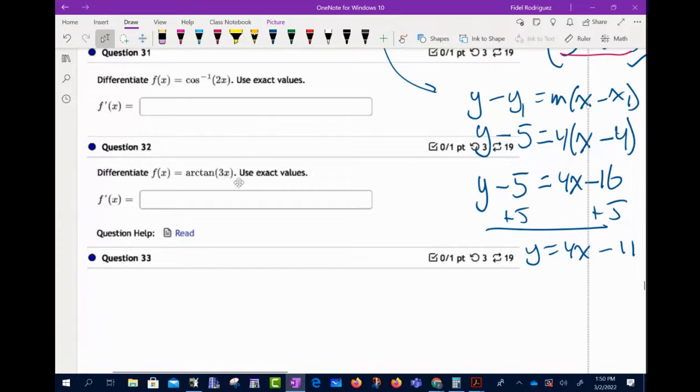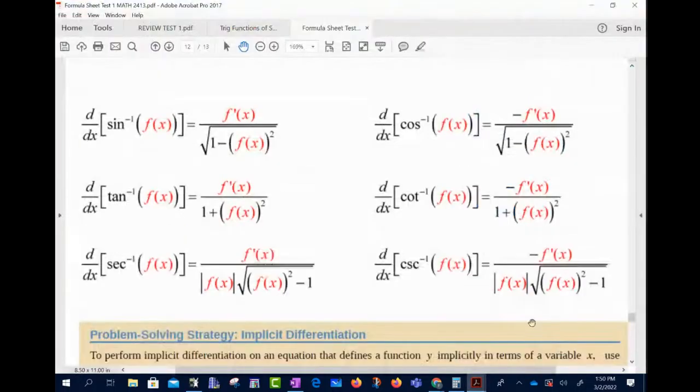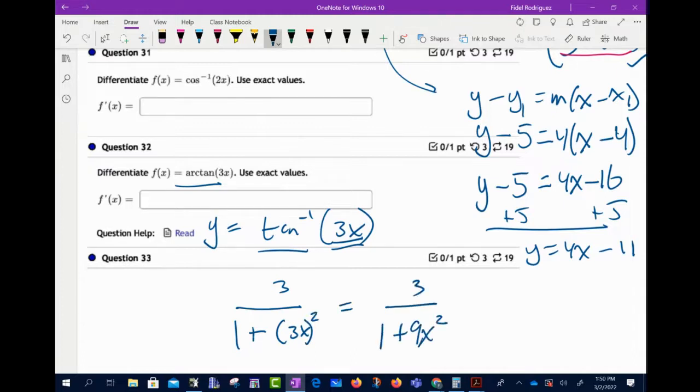We're finding the derivative of the arctangent of 3x. So remember, y'all, if it helps or if you forget, think of it like this: y equals tangent inverse of 3x, because arctangent is just another way of saying tangent inverse. So when I use my formula sheet here, okay, tangent inverse, here we go. We're going to take the derivative of the angle. That goes on top, and it's going to be 1 plus the angle squared on the bottom. So what's the derivative of 3x? 3 over 1 plus the angle squared. Wouldn't that be 3 over 1 plus 9x squared? And you're done, right? That's all you've got to do. So again, it's just using that formula sheet.